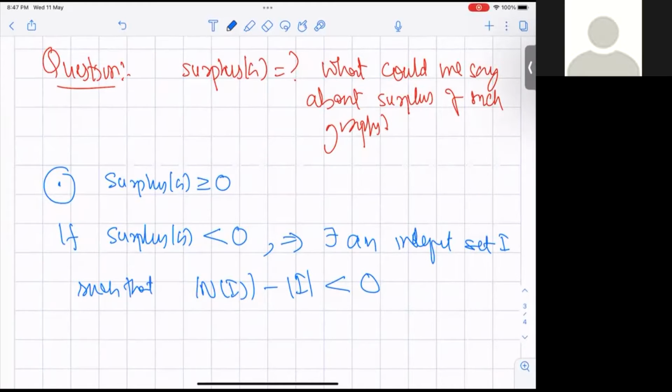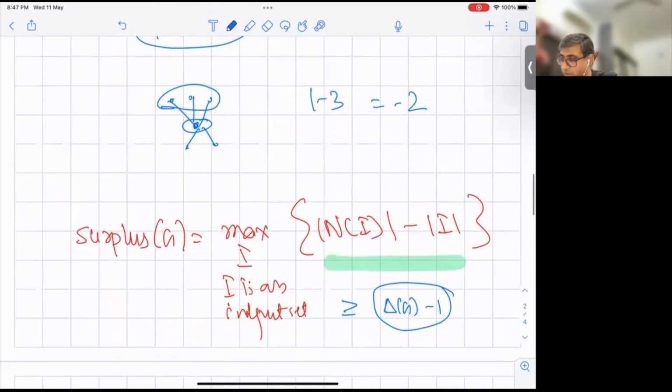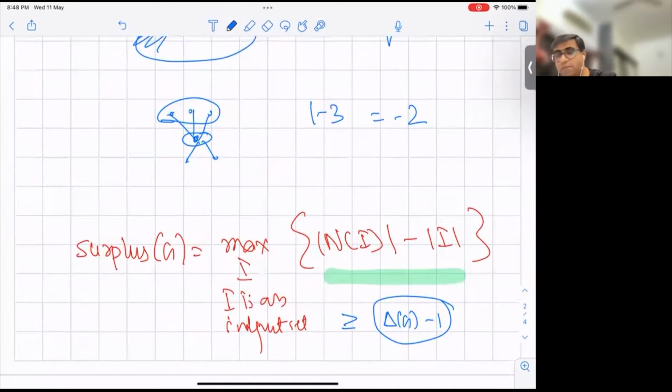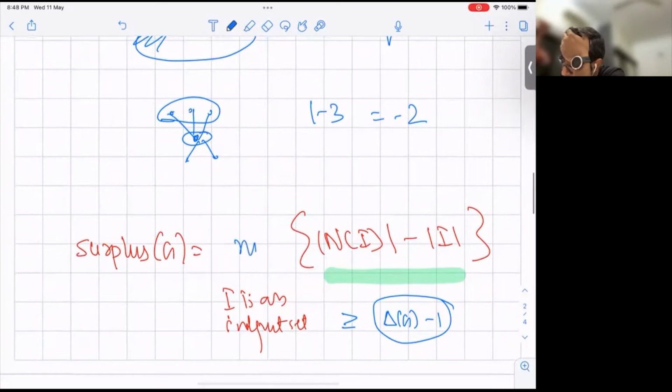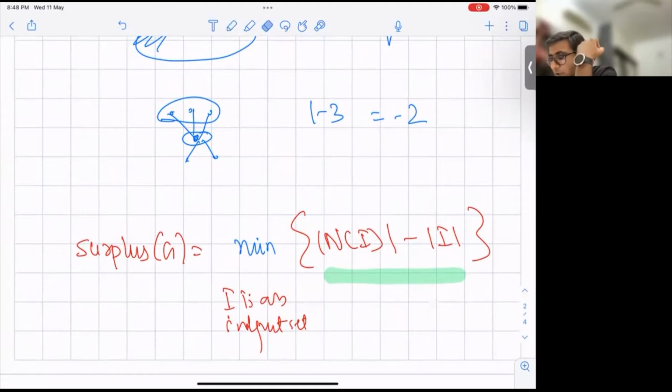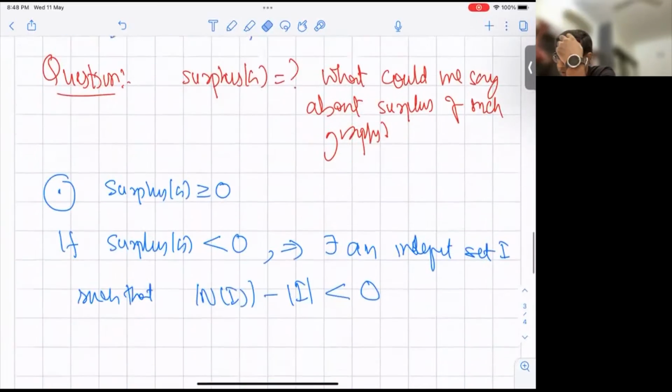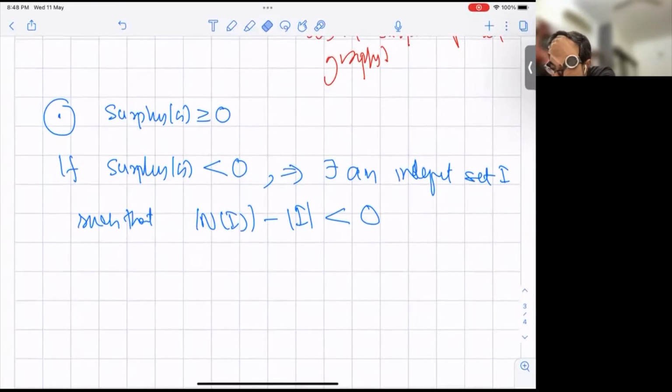Right? Because what is the definition of surplus of G? Notice, surplus of G is maximum over I, N of I minus I. I think I'm writing something wrong. Sorry, this should not be maximum. It should be minimum. Otherwise, it doesn't make sense. Okay, it is a minimum. So you take all these differences and you take the minimum. So if surplus of G is negative, it means there exists an independent set I such that the cardinality of N of I minus I is less than 0.